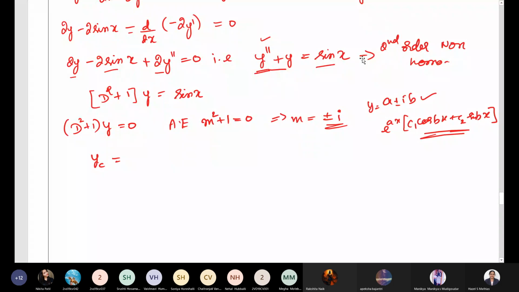So what will be yc? Here a will be 0, so it will be e power 0x into c1 cos x plus c2 sin x. So yc equals c1 cos x plus c2 sin x. This is the complementary function.